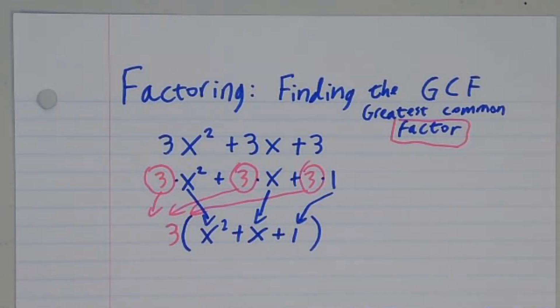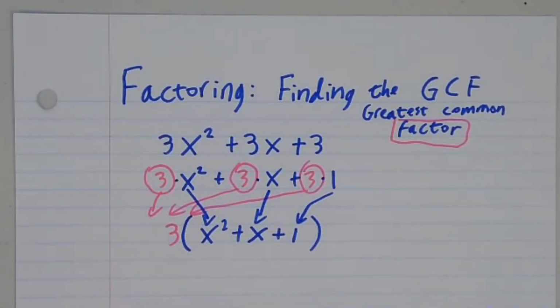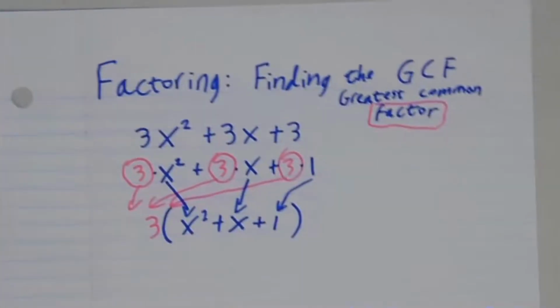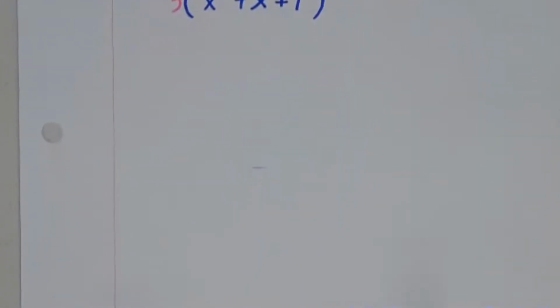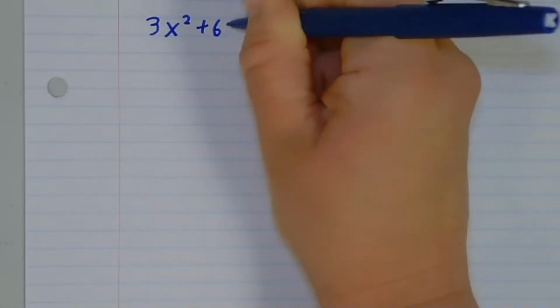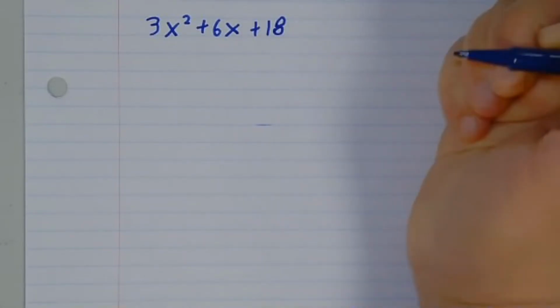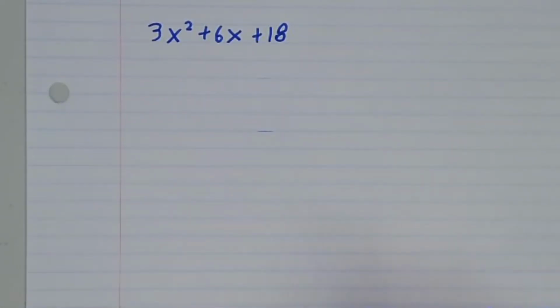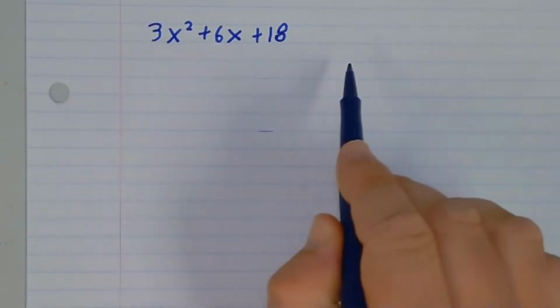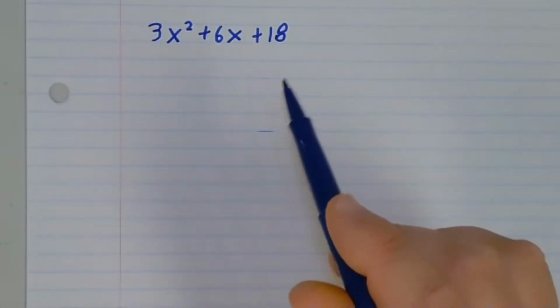So now let's look at some where it's a little less obvious what the greatest common factor would be, because you don't have the same number in front of each thing. What if I have 3x squared plus 6x plus 18? So just like in the previous example, I know I can't factor an x out of all of these because the 18 doesn't have an x after it. So I'm only going to be able to factor out a number.